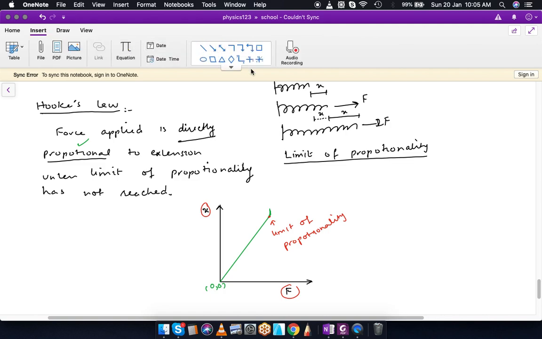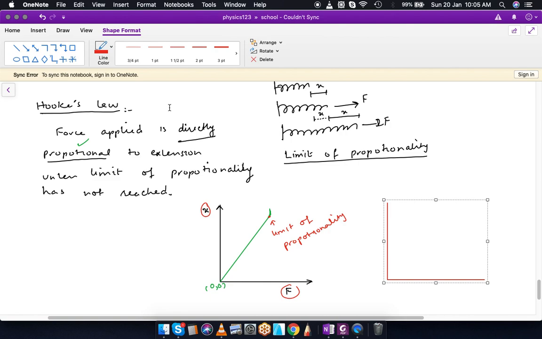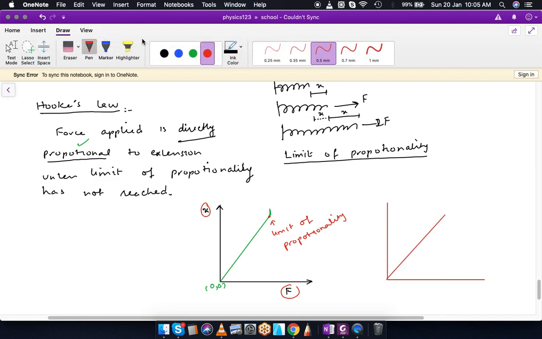But a lot of books will show you a different graph. The graph would be something like this. They will be showing F on the y-axis and x on the x-axis, so it's totally fine, because the graph dynamics don't change. What I mean is, the graph after the limit of proportionality is going to curve towards x. So you must understand the graph always curves towards x, which means after the limit of proportionality has been crossed, the material, whether it's a spring or anything else, will actually try to extend more without lifting a lot of load. So this is how it is explained.